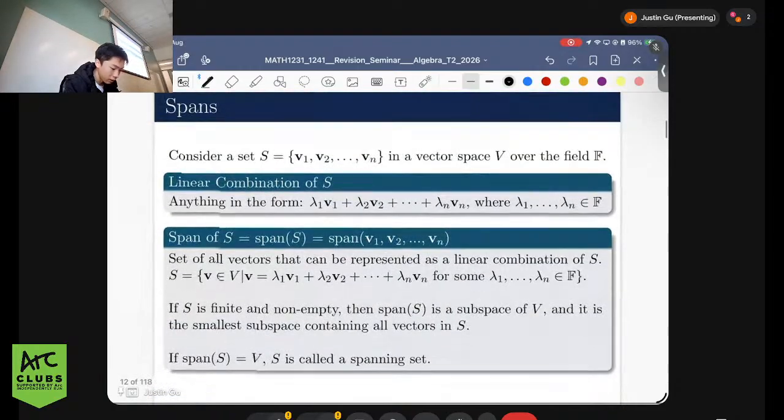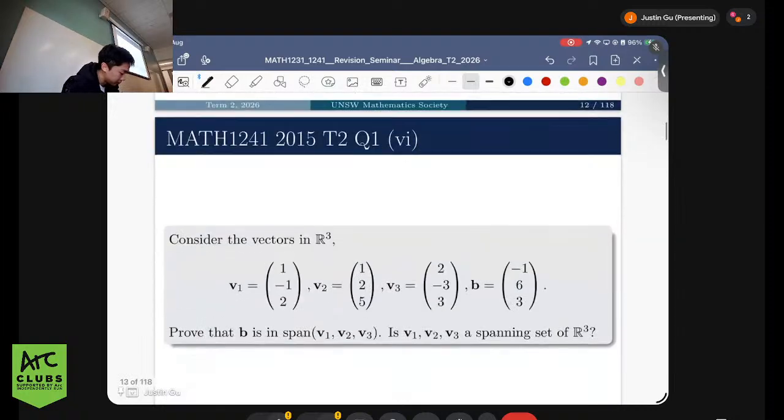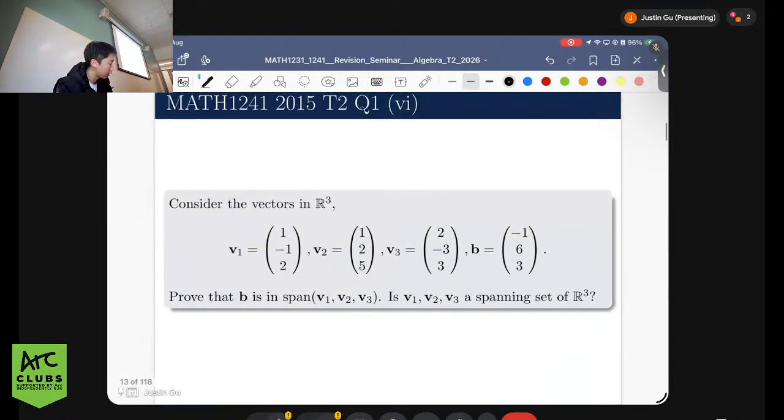Okay, moving on, next thing we have is something called spans. A span is just the set of vectors that can be represented as a linear combination. Once again, I think this is still pretty foundational. Any questions with spans? No? Okay. Could you guys have a go at this question?